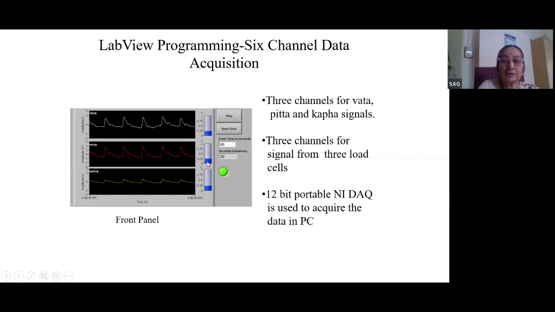This shows the pressure which is given on the pulse, so Vata, Pitta, and Kapha. At the 3 points, this pressure was measured and displayed from the load cell, and this is the pulse output of a particular person. This is a 12-bit portable NI DAC. It's used to acquire the data, and it was shown on the page. You can see that from the same person's hand, the 3 pulses at 3 pulse points are different. They have different amplitudes. They have different shapes.